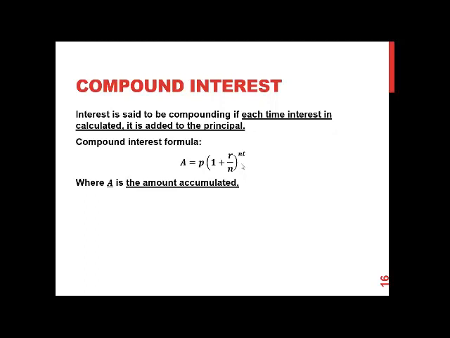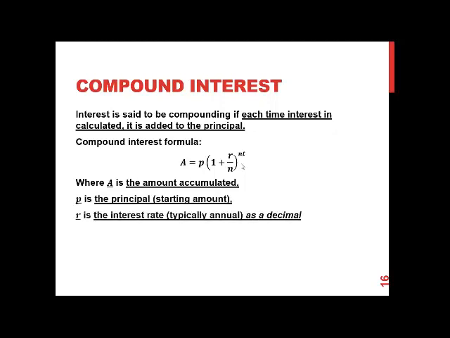A is the amount accumulated, the ending balance. P is the principal, or the beginning balance. R is the interest rate. Again, that's as a decimal, and typically it's annual. N is the number of compoundings per year. And T is the time in years.